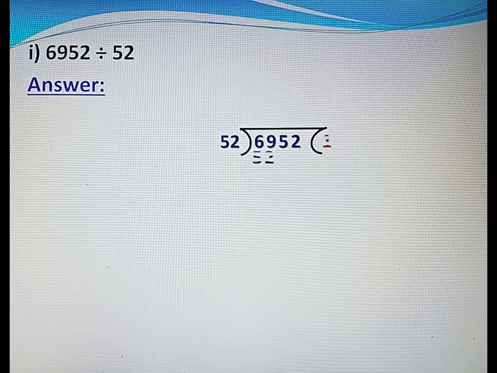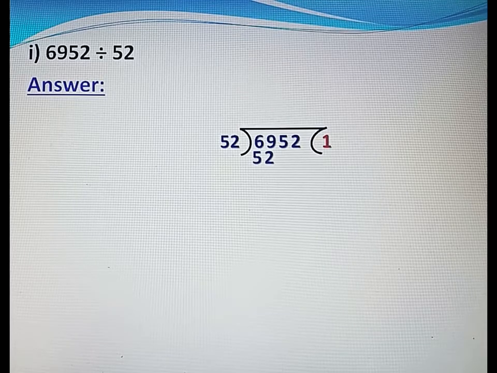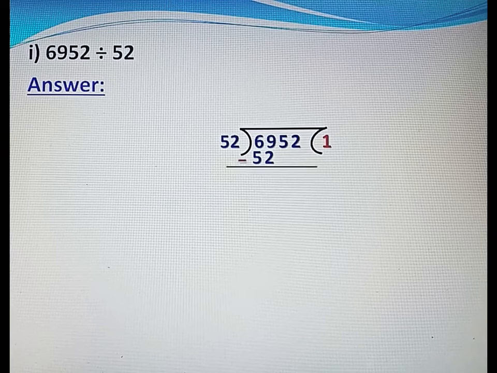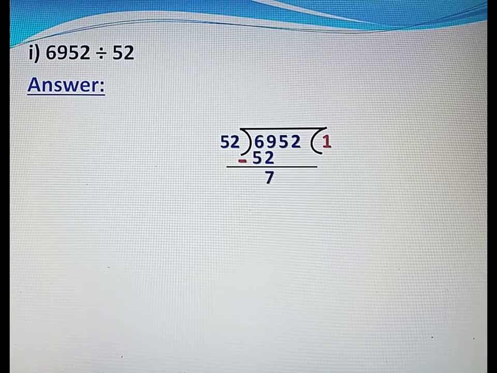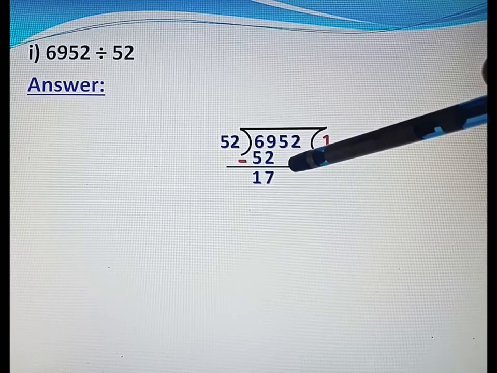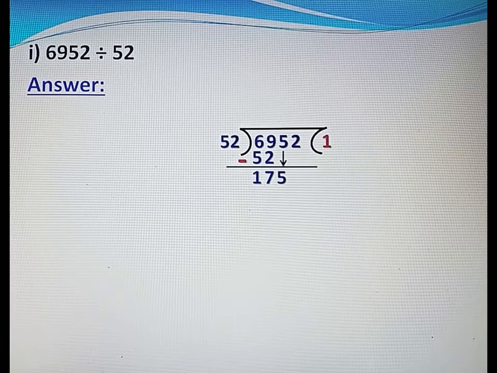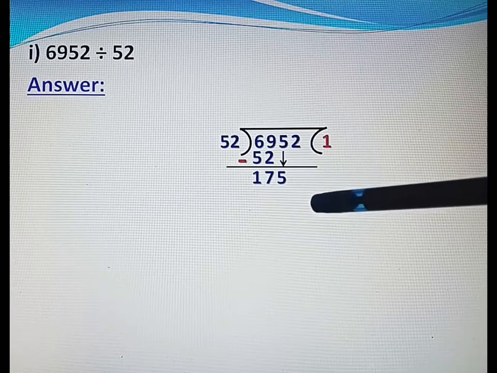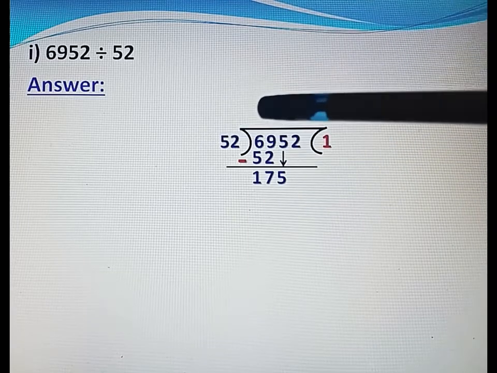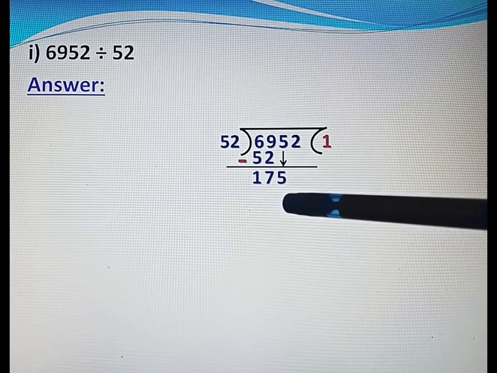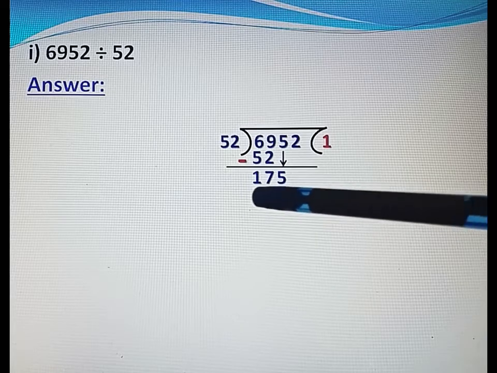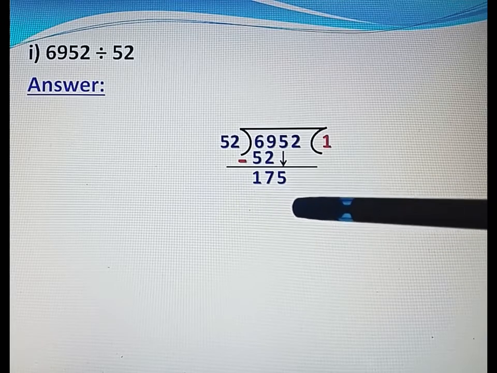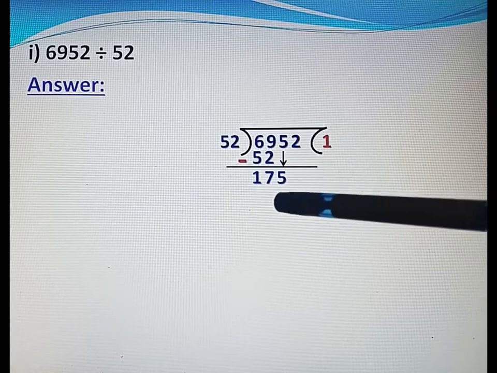Multiply 52 by 1, 52 1 ja 52, and then we will do subtraction. 9 minus 2 7, 6 minus 5 1, and then we will take next number, that is 5 here, right? It becomes 175. We will multiply this 52 so that it is equal to 175 or less than 175. It should not be greater than 175.